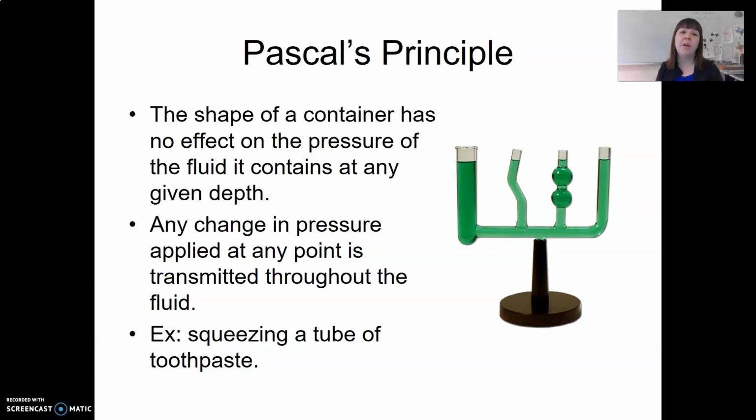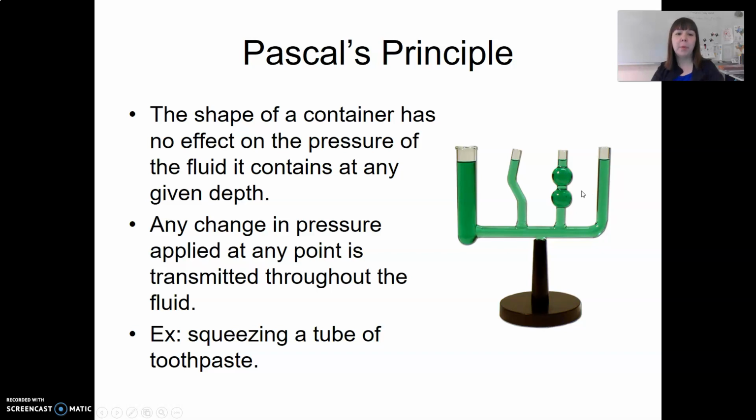And the name comes from the guy, Pascal, and his principle that the shape of the container has no effect on the pressure at any given depth of this fluid. So here we have a device that has containers that are all connected throughout. It's almost like a multi-branched test tube, right? And they have different shapes and different sizes. And if you notice at the top, the water line is at the same level on all 4 of these branches.